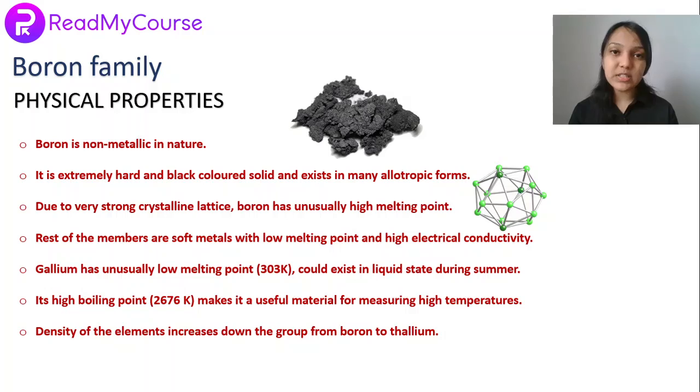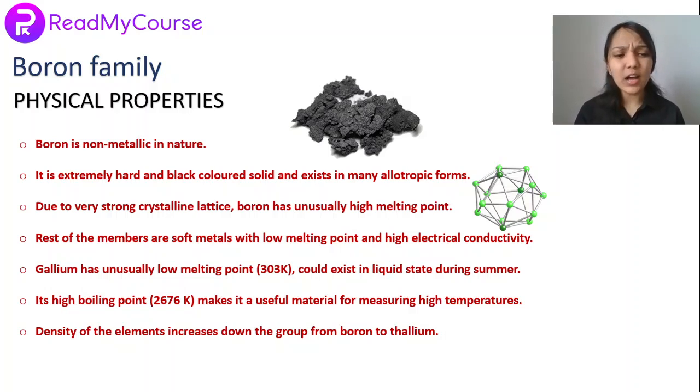And the rest of the members are all soft metals. They have a low melting point and high electrical conductivity. To recap, boron is a non-metal, and it has a strong crystalline lattice and a high melting point. It's a black colored solid and exists in many allotropic forms. But all the rest are soft metals, and they have a low melting point and good electrical conductivity.